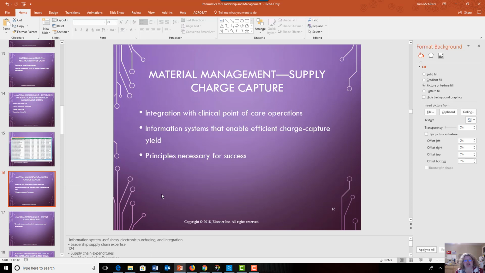So the supply charge capture, this is what integrates. This is one of the places where the whole health information system, the clinical side and the administrative side meet together. This is one of those places where they have to interact correctly so that the supply gets billed to the right patient, and the patient will show that yes, they used the supply, and so this will meet the demands for the claim. And so it's got to be efficient.